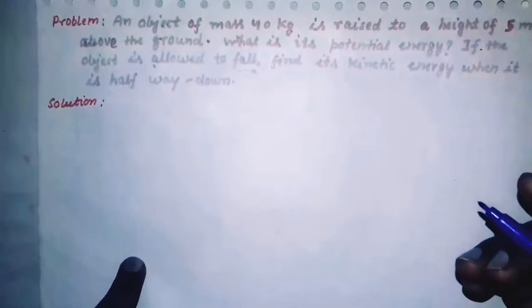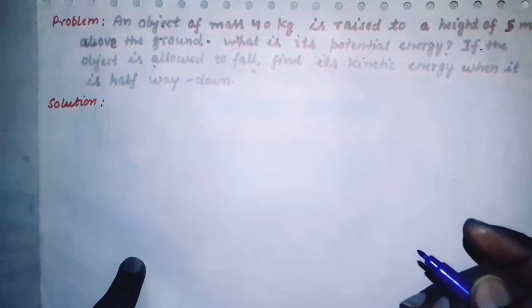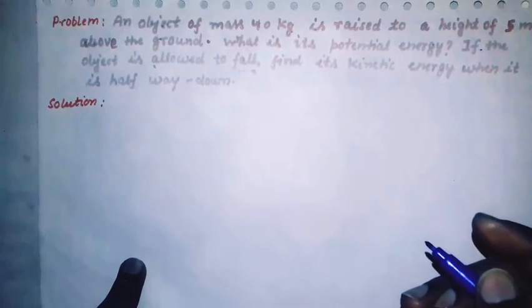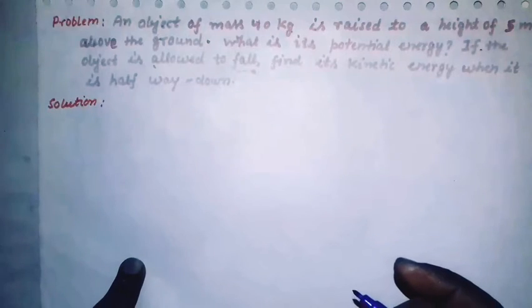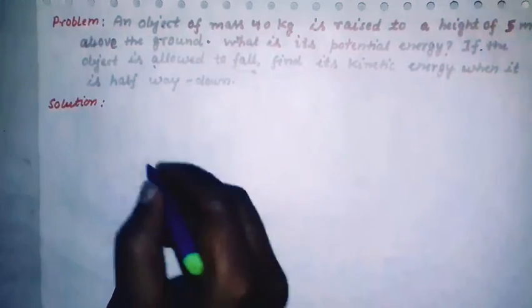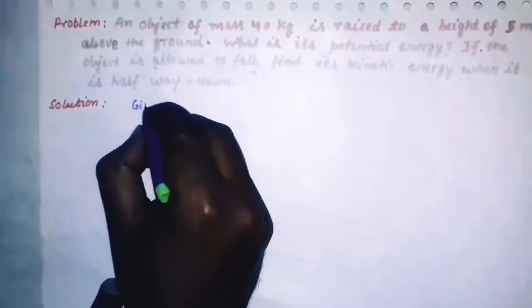Here another problem is given. An object of mass 40 kg is raised to a height of 5 meter above the ground. What is its potential energy? If the object is allowed to fall, find its kinetic energy when it is halfway down. So first we will note down what is given to you.